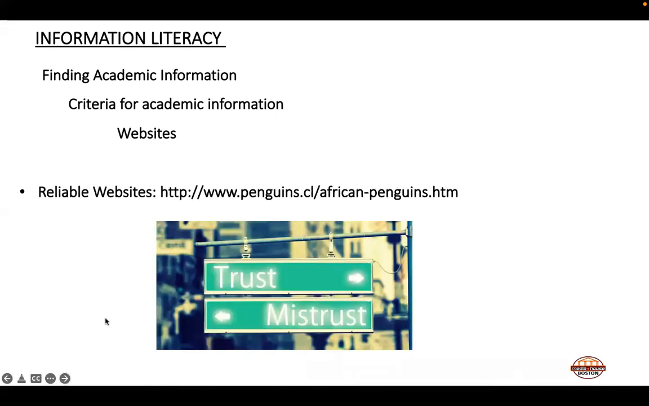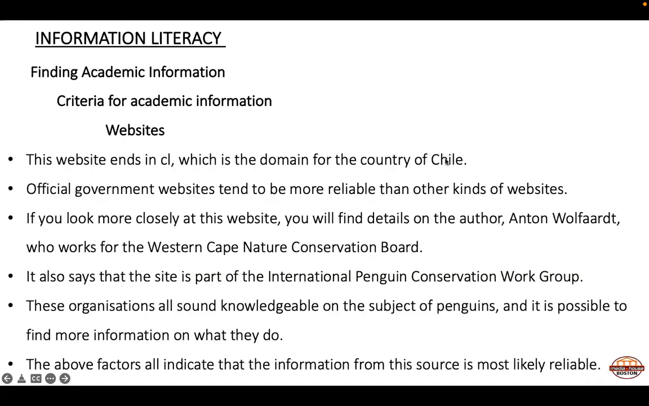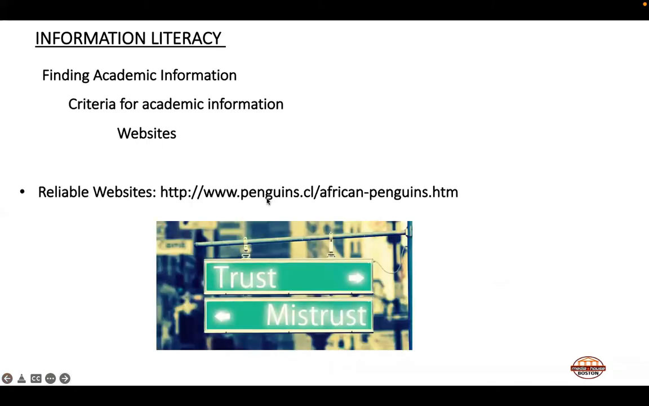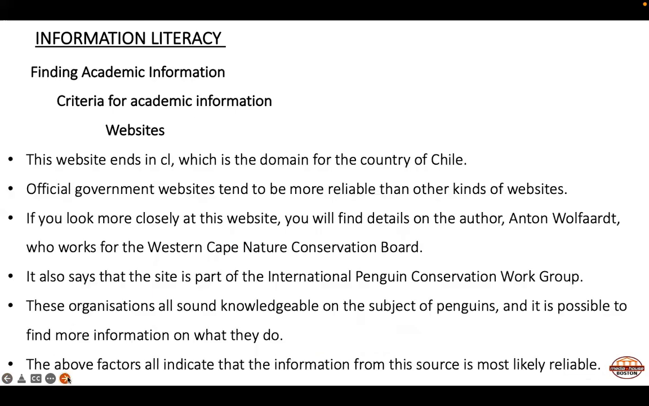So here we go. Let's see how we can ascertain whether this website is credible. Okay, so we see some information listed there. So firstly, we can see that this website ends in CL. Okay, so here, this africanpenguins.htm, this links us to a certain page. Okay, this is actually here, the website. This is going to take us to the page on the website.